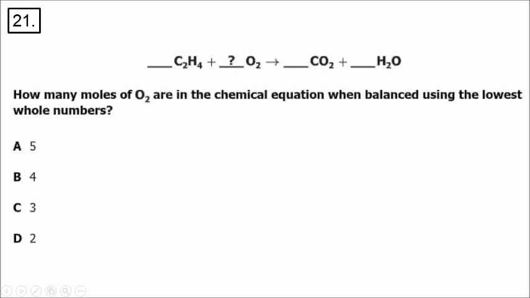In number 21, we have to balance a chemical equation. So we start with 2 carbons on the left, 4 hydrogens on the left, and 2 oxygens. On the right, we have only 1 carbon. Now we can balance the carbon by putting a 2 in front of the carbon dioxide. To get 4 hydrogens on the right, we would need to put a 2 in front of the water. Now we have a total of 6 oxygens on the right, because 2 times 2 is 4, plus 2 more oxygens makes 6. The correct answer is 3 because they want the coefficient for oxygen in this equation.